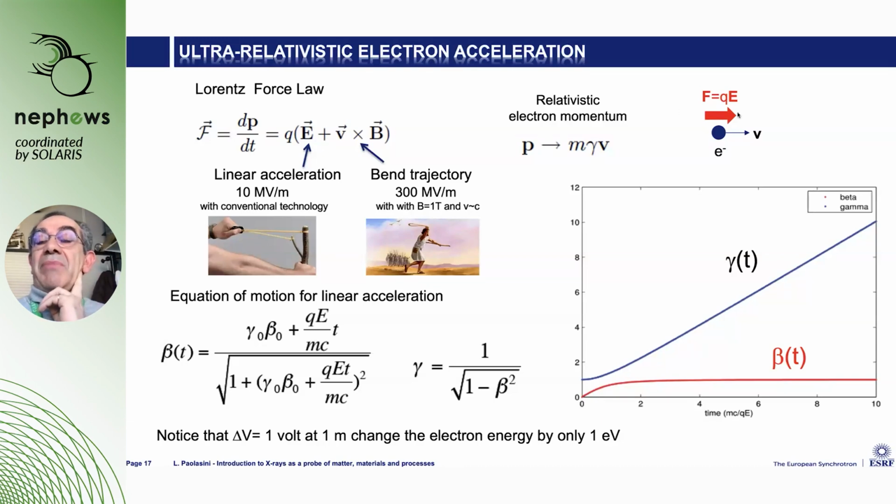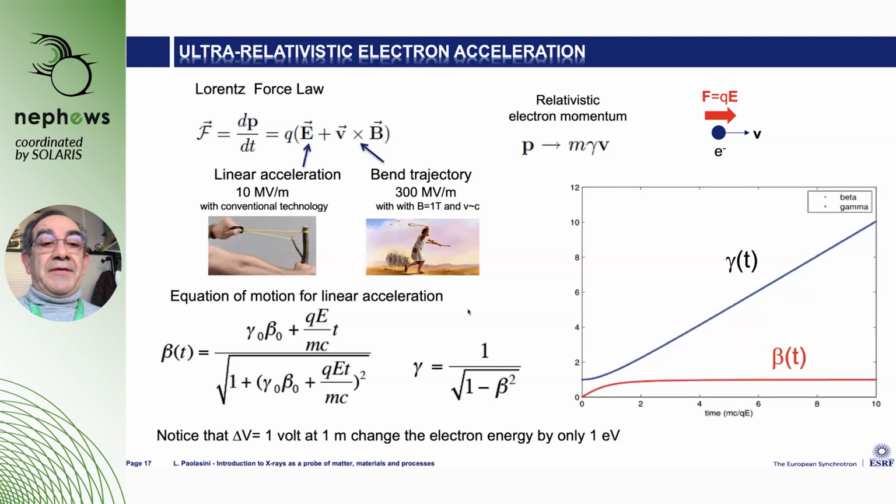We can accelerate the electron by applying a force proportional to the charge multiplied by the electric field or, if you prefer, a difference of potential applied in vacuum to the electron, like in old X-ray tubes. Today, with conventional technology, we cannot reach more than 10 megavolt per meter. Instead, using the second part of the Lorentz force, we can apply a much bigger voltage to the electron, to obtain an acceleration of the order of 300 megavolt per meter. And we'll see that indeed the best method to accelerate the electron in an accelerator is to use this second part inside the radio frequency waveguide.